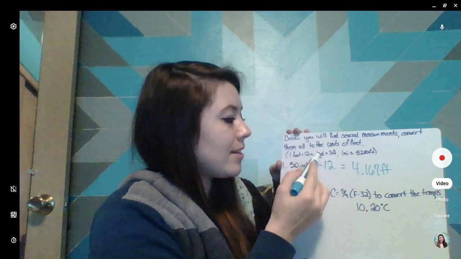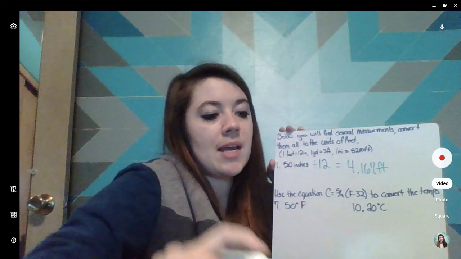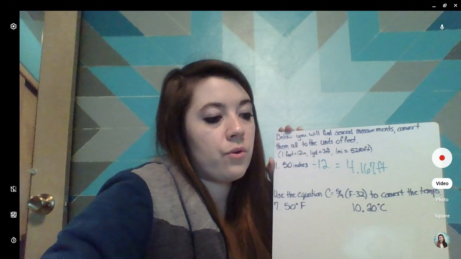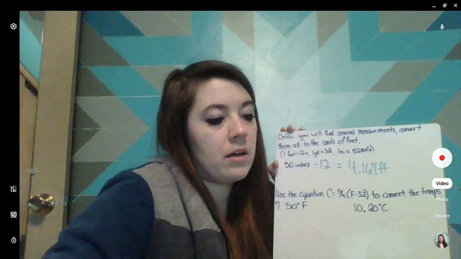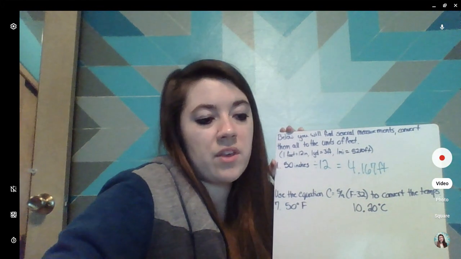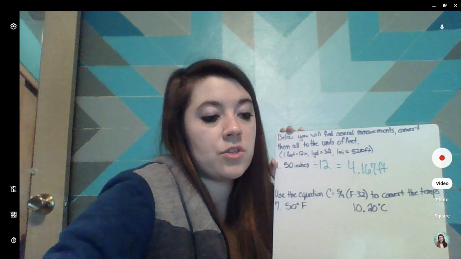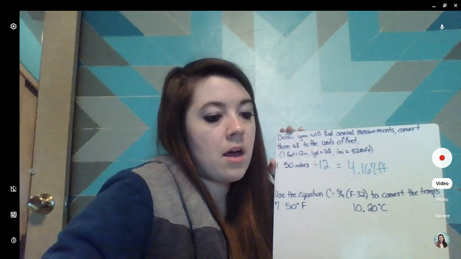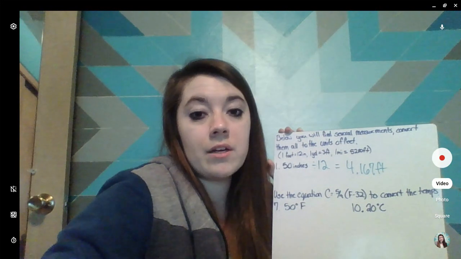So if you had yards and you needed to go to feet, you would multiply. If you have miles and you want to go to feet, you're going to multiply by 5,280. Yards to feet, you're going to multiply by 3. Inches to feet, you're going to divide by 12.